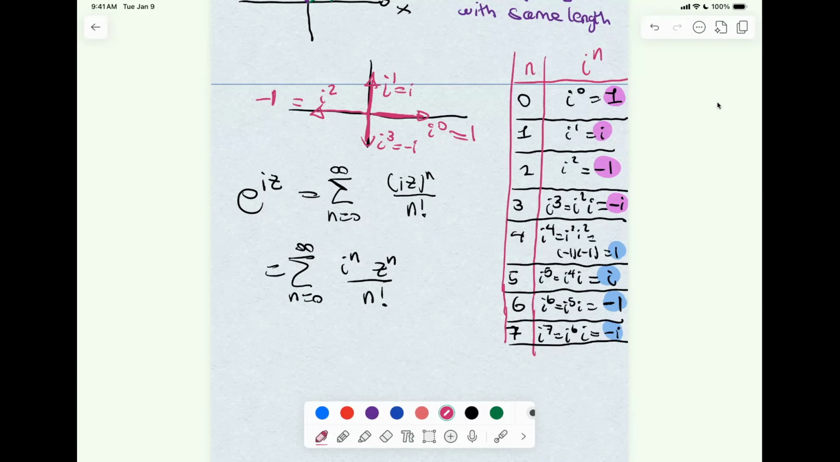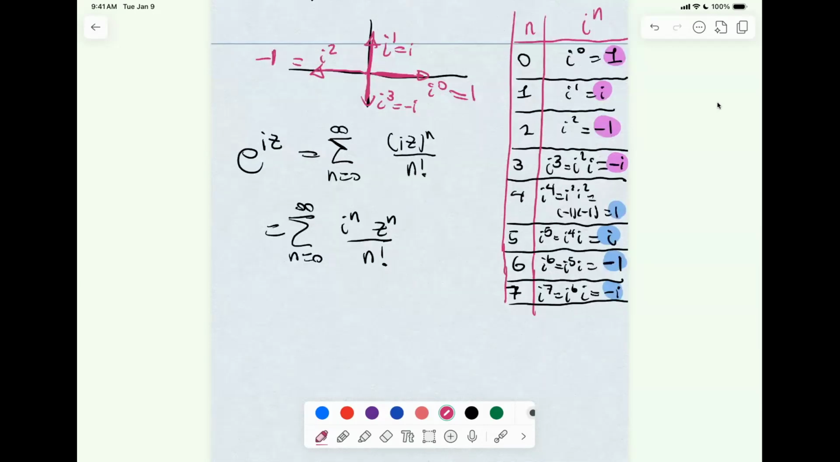And then you notice, oh, okay, the even powers, they're just powers of -1 to the n. Because they're always real, the even powers are on the x-axis. The odd powers are on the y-axis. So it's not too hard to convince yourself that i to the 2n is -1 to the n, and i to the 2n plus 1 is -1 to the n times i. That's actually what you find out if you look at this pattern.